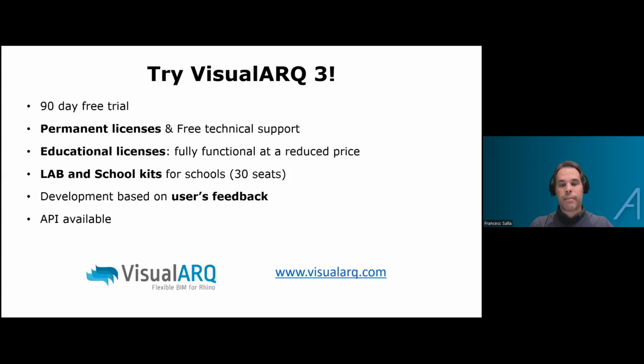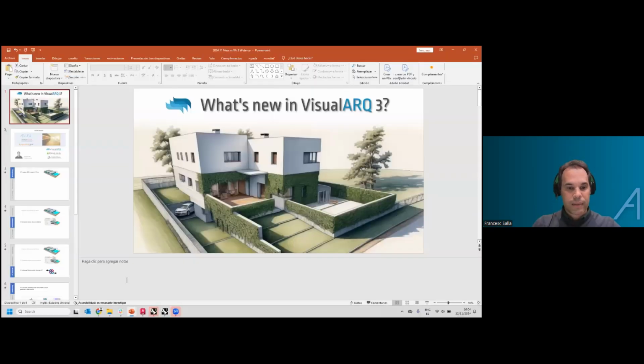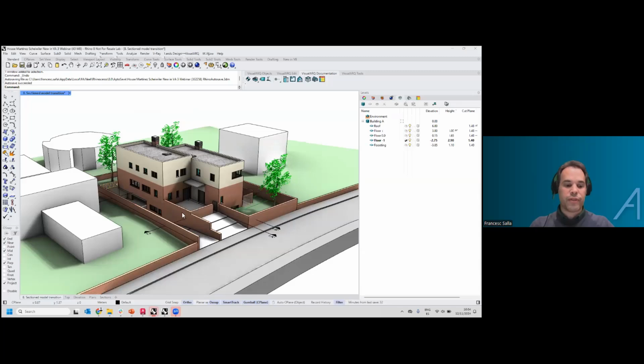By the way, VisualARQ 3 is already available to download. There is a 90-day trial version available. Licenses are like Rhino; they are permanent. They don't expire. There are educational and lab licenses available as well. And development is based on users' feedback. So VisualARQ 3 actually collects over 1,000 requests or votes or maybe bug fixes from users. So it's a big improvement. So let's see some of these features in action.